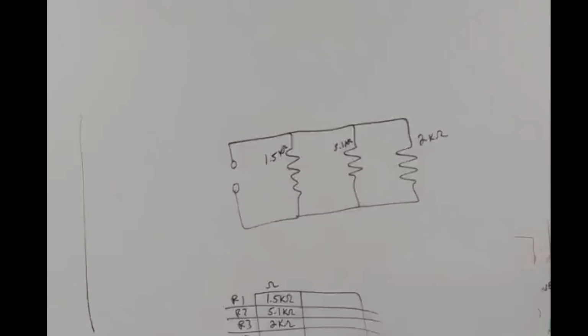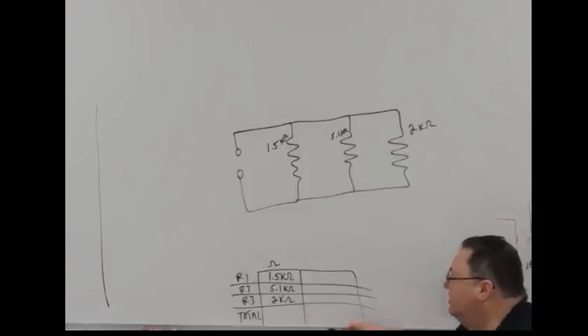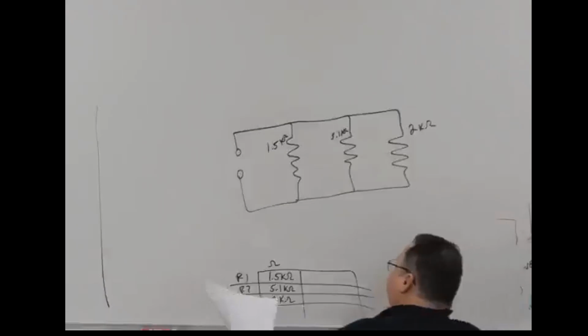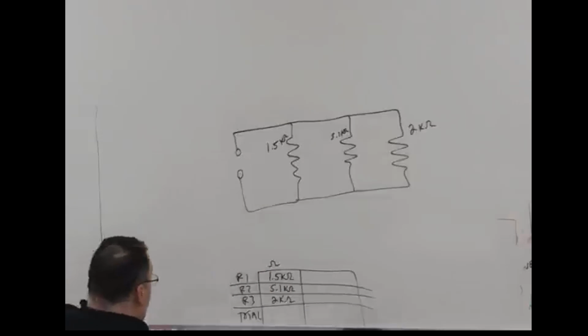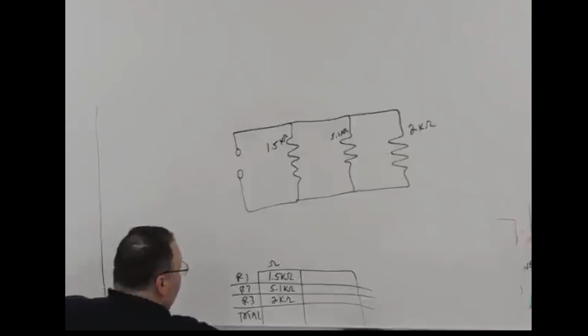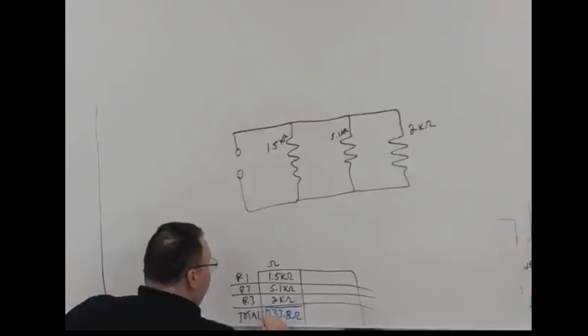Before we do any voltage or current measurements, we need to find the total equivalent resistance using our inverse reciprocal formula. And what do I get for that? 733.8 ohms, total equivalent resistance.